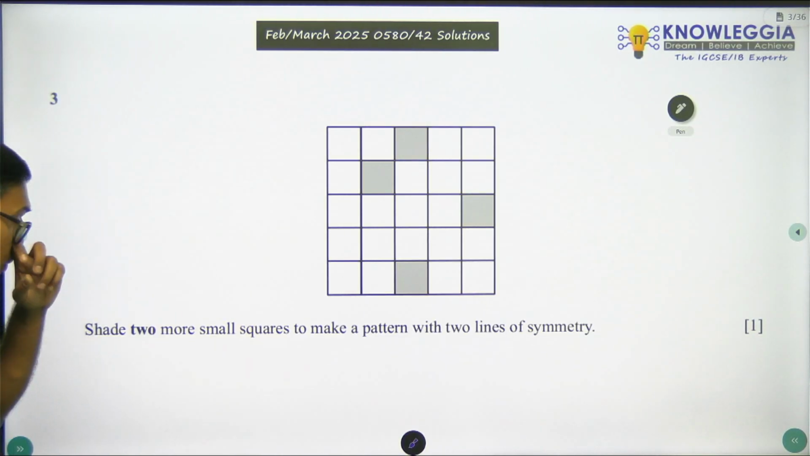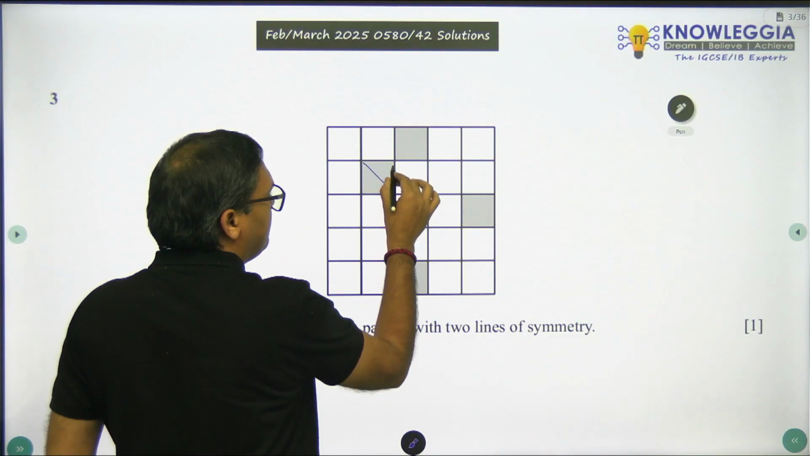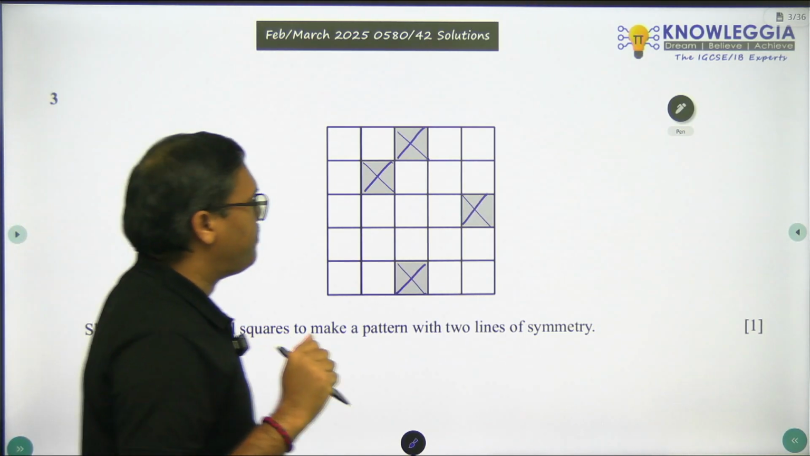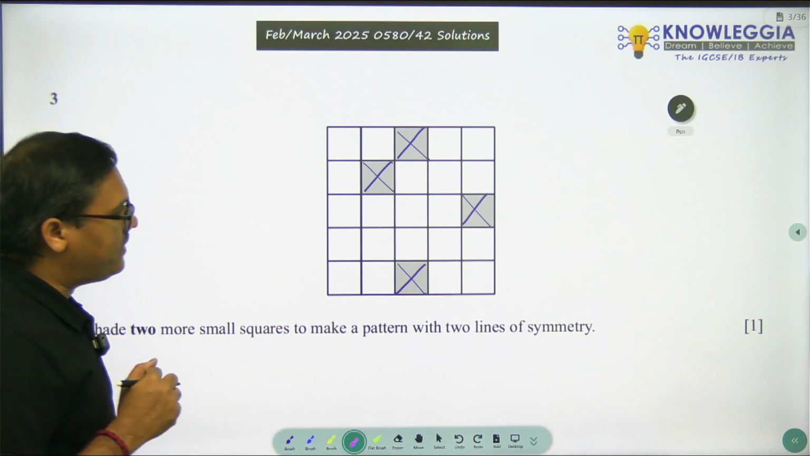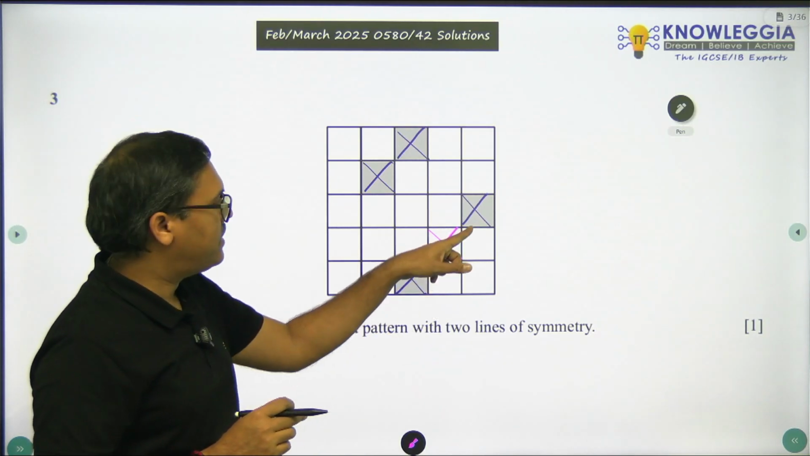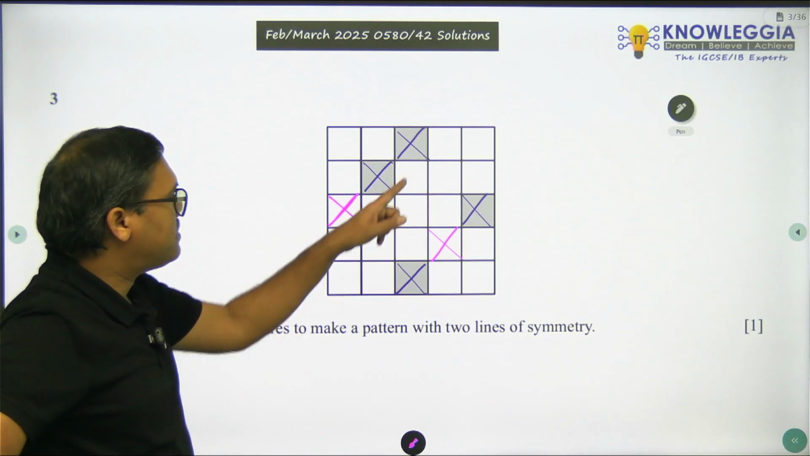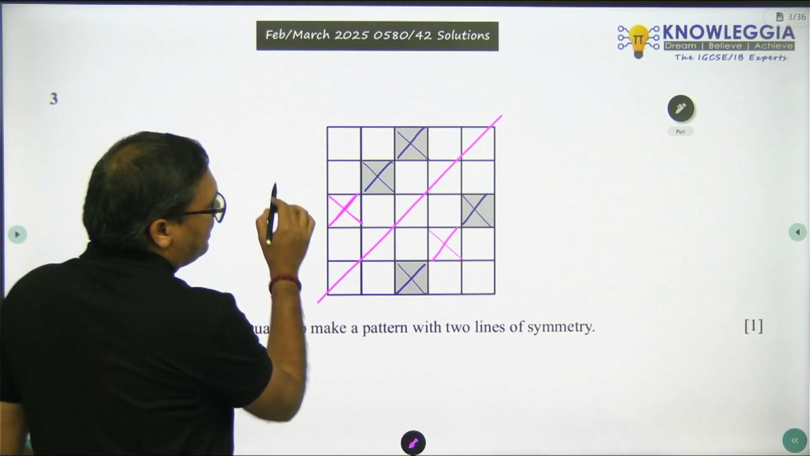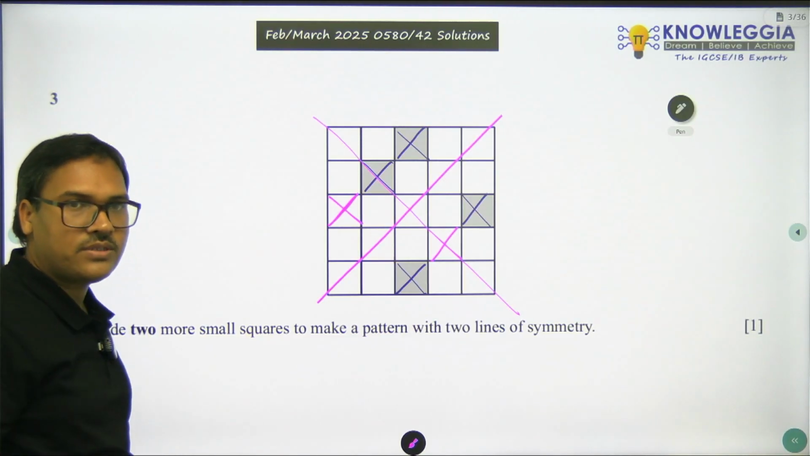Now the next question: shade two more small squares to make a pattern with two lines of symmetry. So here they have shaded this and this. So now you have to shade two more so that we have two lines of symmetry. If I shade, for example, this, this will become symmetric. But here you can see, if I shade this also, is this symmetric? Yes, because if I take this line, this is one line of symmetry. If I take this line, no, this is not symmetric. If I take this line, this is symmetric and this is also symmetric. So these are two lines of symmetry.